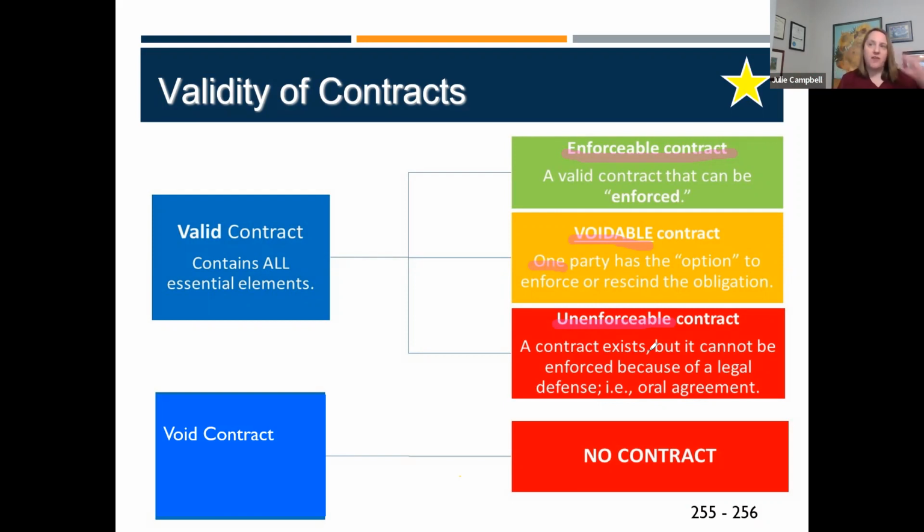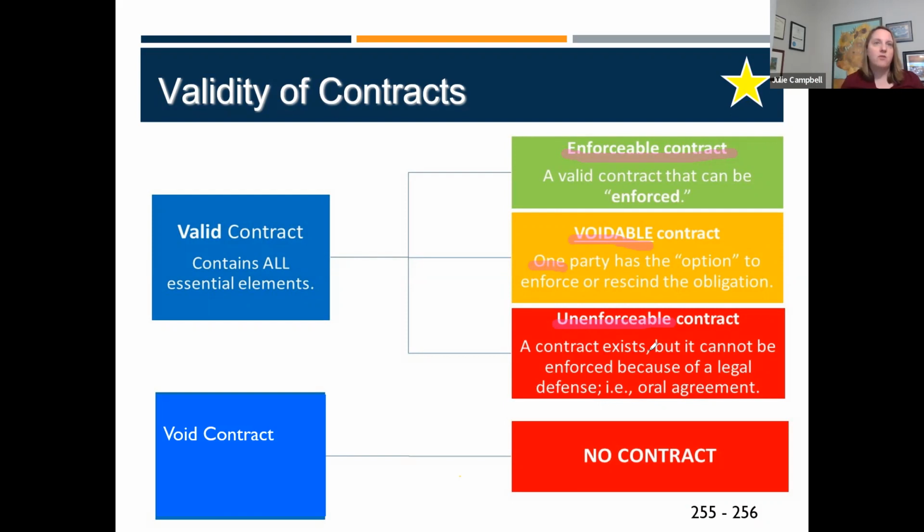So with voidable, think one. With unenforceable, think either, both. Everyone think about that. That's what those lines mean. The valid contract is enforceable. The valid contract can become voidable. The valid contract can become unenforceable.